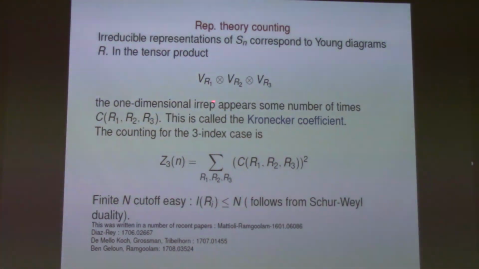Turns out that for tensor models, if you count the Z3 of n, you get exactly this number, the sum of squares. So in fact, there is a constructive way of counting the sum of squares: count tensor model invariants. It doesn't answer the old question of how to count individually C, R1, R2, R3, but the sum of squares can be counted just by counting tensor model invariants. And in this formula, the finite n cutoff, for reasons that I described before, is very easy. The height of these Young diagrams should be no higher than n. This has nice consequences which have been explored in a couple of papers that I've described here.